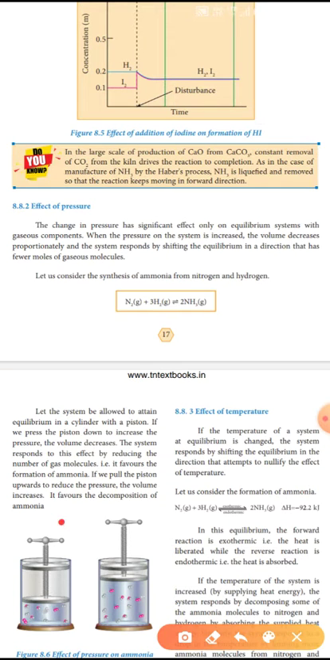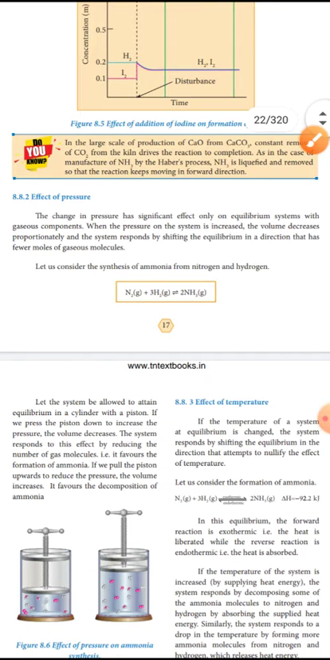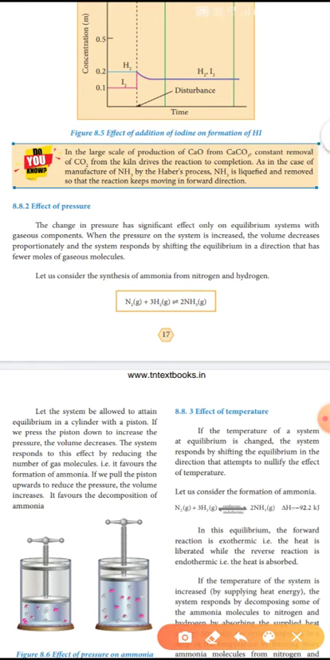See here, two cylinders are there, fixed with pistons. Let the system be allowed to attain equilibrium in a cylinder with a piston. Both cylinders are in equilibrium condition.